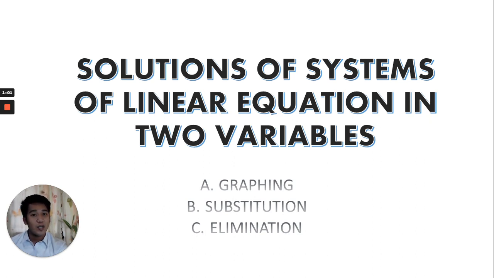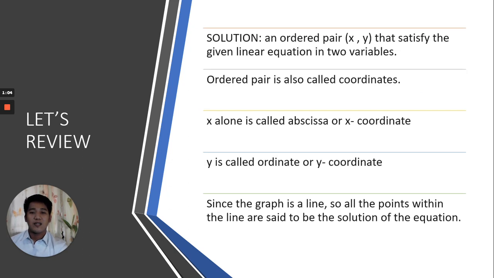Before that, let us recall a bit. Let's recall a solution. What is a solution? It is an ordered pair in the form of (x, y), enclosed in parentheses, that satisfies the given linear equation in two variables. An ordered pair is also called coordinates. Also, x alone is called abscissa, the set of all x, or the x-coordinate. Y is called ordinate or y-coordinate. Since the graph is a line, all the points within the line are said to be the solution of the equation.